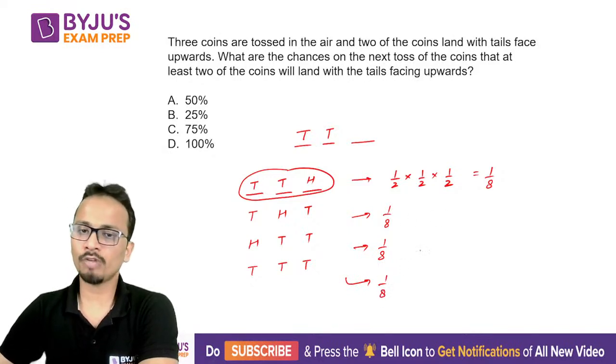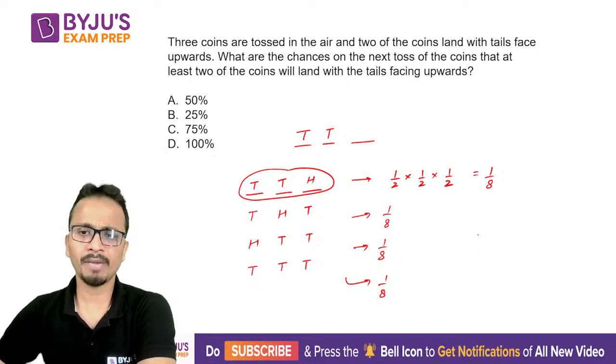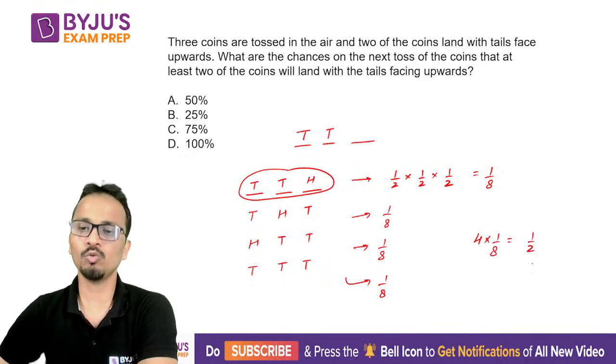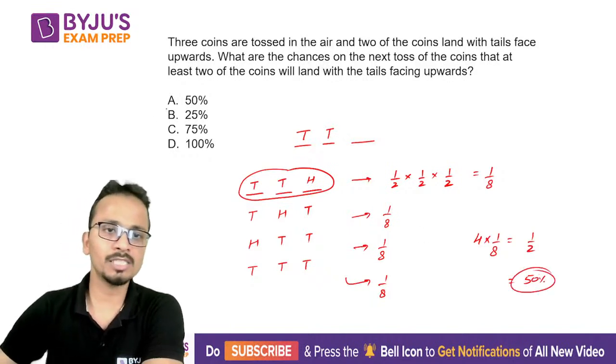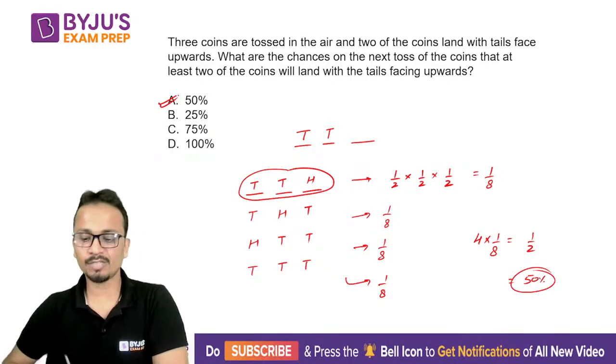You will add all of them or just multiply 1 by 8 by 4. So the answer will be 4 into 1 by 8, that is 1 by 2, which is nothing but 50%. All right, so the answer should be option A, that is 50%.